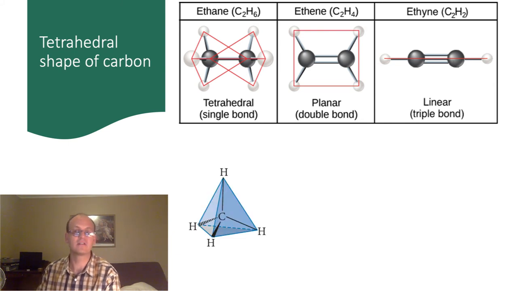Ethane has two carbon atoms joined by a single bond. Each of these carbon atoms has its neighbors arranged in a tetrahedral pattern, as we've already seen.